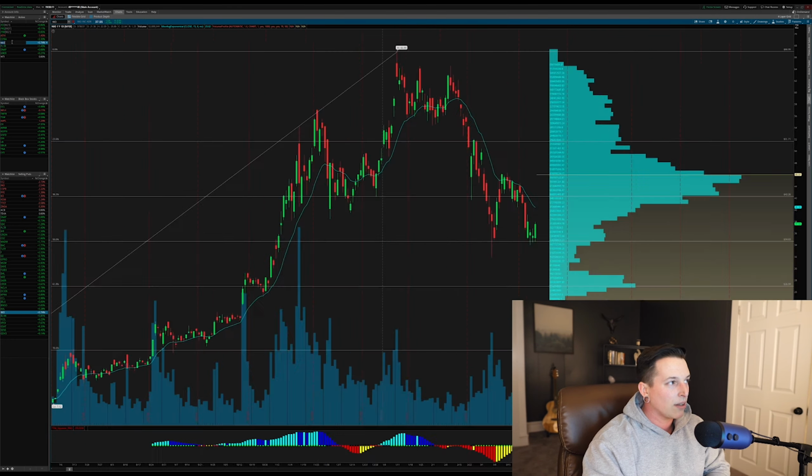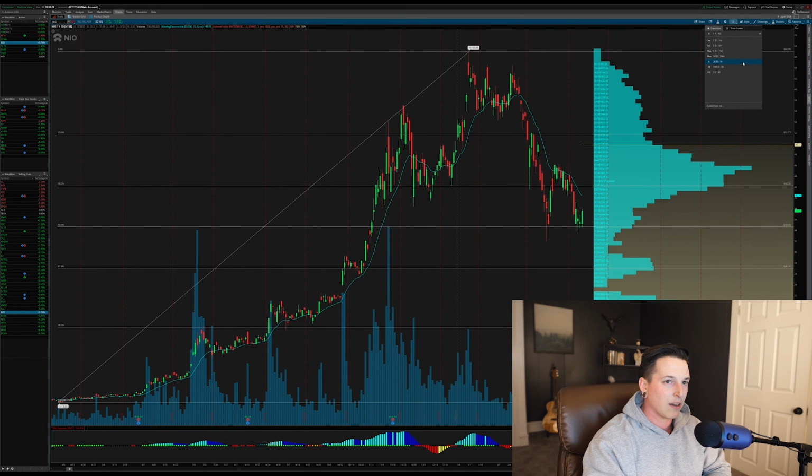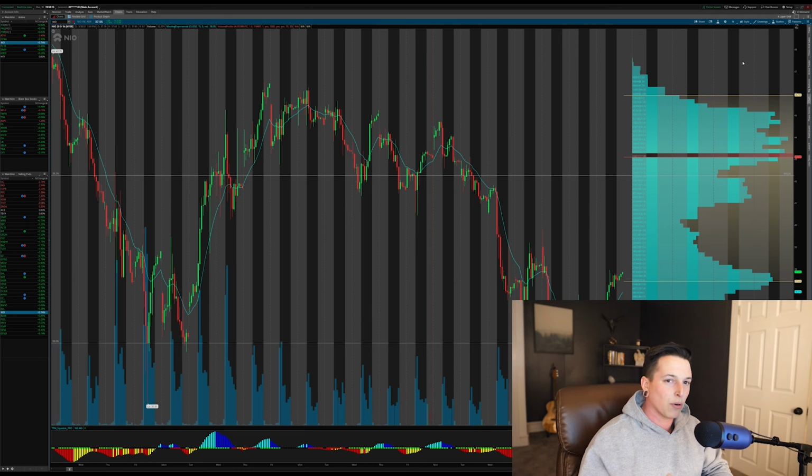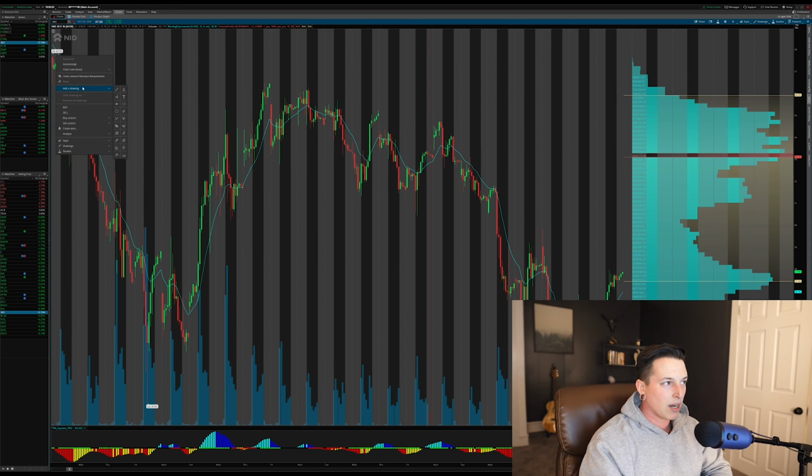Now, I talked earlier about how Fibonacci's can actually be used for shorting stocks or for actually getting puts and playing the downside to it. And the way that you would do this is by going to whatever time frame you're looking at.